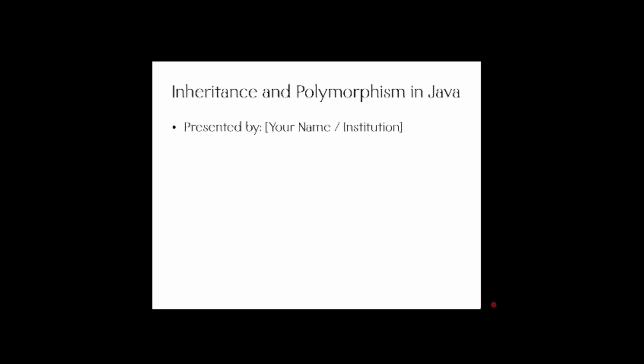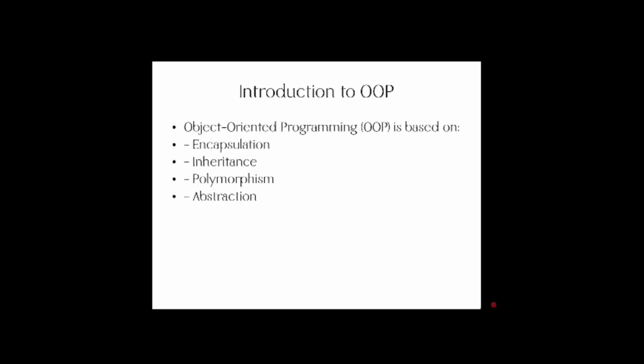And today, day 4 of learning Java, our topic is inheritance and polymorphism in Java. The first slide is an introduction to OOP concepts. OOPS means object-oriented programming and it is based on encapsulation, inheritance, polymorphism, and abstraction.